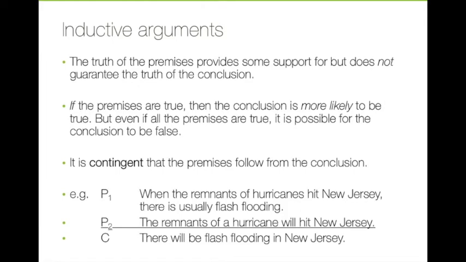So here's an example argument of the inductive type. Premise 1, when the remnants of hurricanes hit New Jersey, there's usually flash flooding. The remnants of a hurricane will hit New Jersey. From those, we conclude there will be flash flooding in New Jersey. For this inductive argument, the conclusion is more likely to be true if those premises are true. Since the remnants of hurricanes usually cause flash flooding, and the remnants of Ida are hitting New Jersey, it's very likely, though not guaranteed, that there will be some flash flooding.